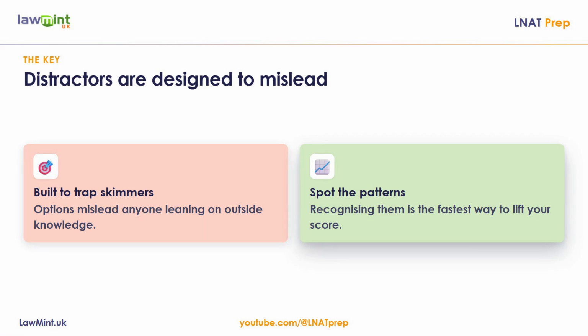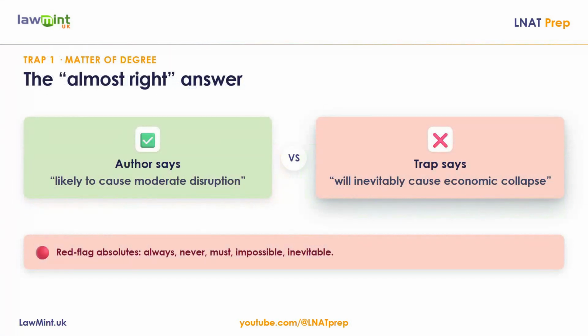The most frequent trap is the almost right answer, also called a matter of degree. An option correctly reflects the author's general sentiment but pushes the language too far, or waters it down too much. Imagine the author says, a policy is likely to cause moderate disruption. The trap option claims it will inevitably lead to economic collapse. The direction is right, but the degree is completely unsupported by the text.